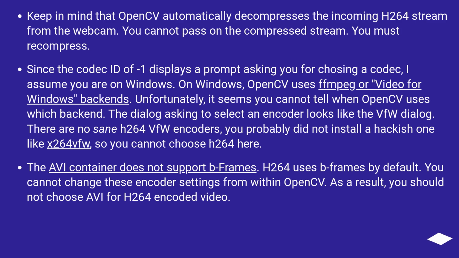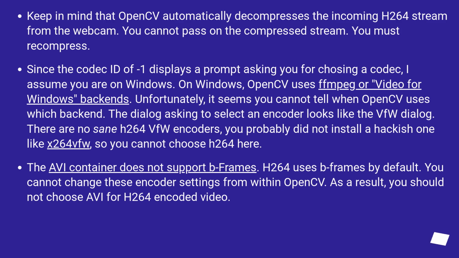On Windows, OpenCV uses FFmpeg or Video for Windows backends. Unfortunately, it seems you cannot tell when OpenCV uses which backend. The dialog asking to select an encoder looks like the VFW dialog. There are no sane h.264 VFW encoders. You probably did not install a hackish one like x264 VFW, so you cannot choose h.264 here.